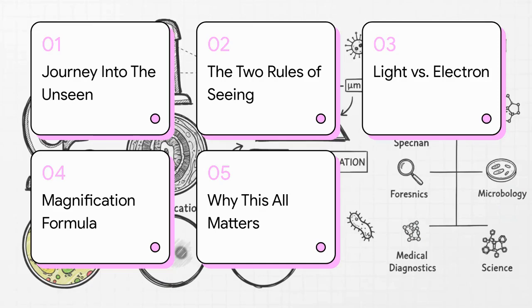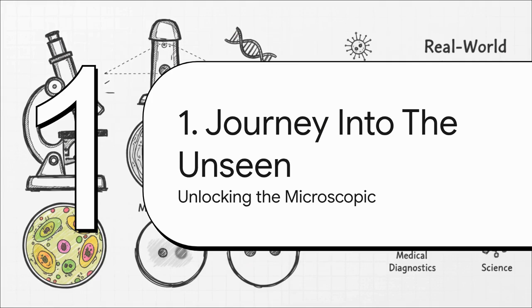So, here's our game plan. First, we'll take a quick trip back in time to see how this all kicked off. Then, we'll get into the two golden rules you have to know, magnification and resolution. After that, it's the main event, a showdown between the light and the electron microscope. Next up, we're going to tackle the one thing you just can't escape, the magnification formula. And I'll make sure you can absolutely nail it every time. And to finish, we'll zoom back out and see why all of this is so much more than just a topic in a textbook.